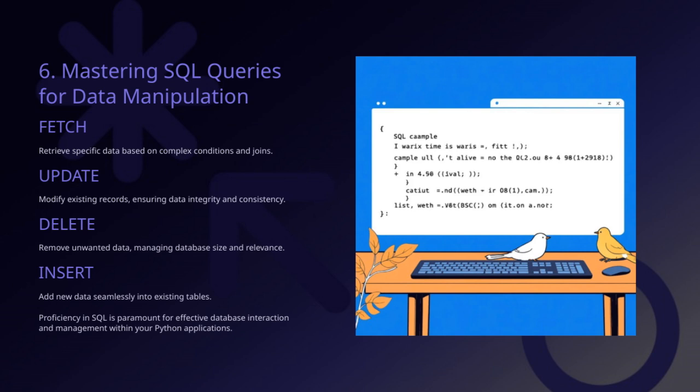The update statement is key here, allowing you to make precise changes without disrupting the entire dataset. And of course, retrieving specific data based on complex conditions or even joining multiple tables is fundamental. The fetch command, along with select queries, provides the power to extract exactly what you need, no matter how intricate the criteria might be. Mastering these SQL query techniques is vital because they form the backbone of effective data manipulation.